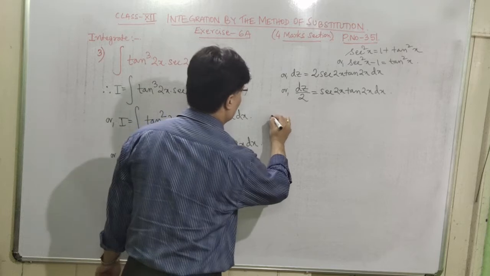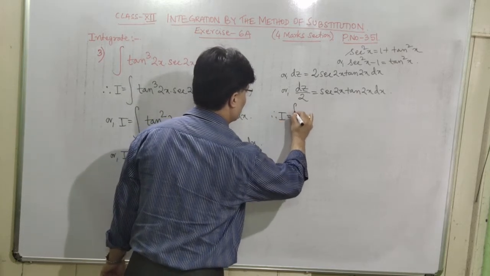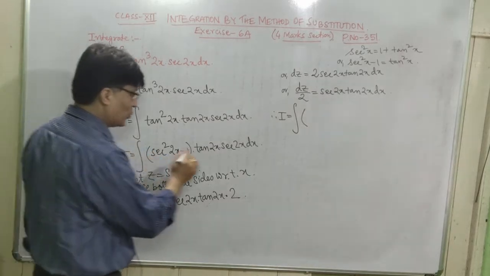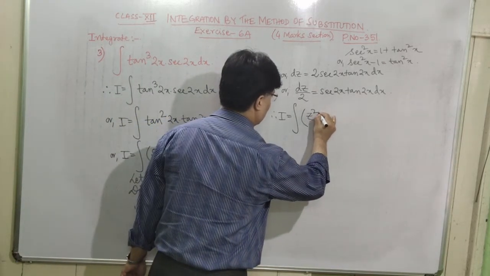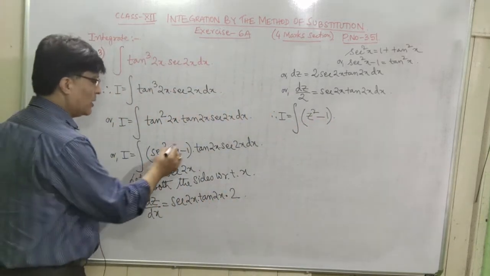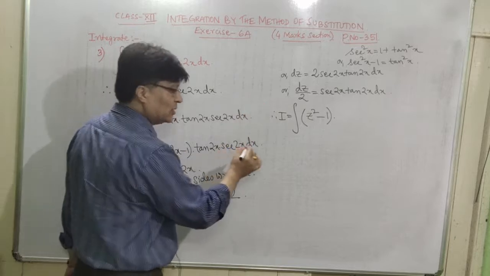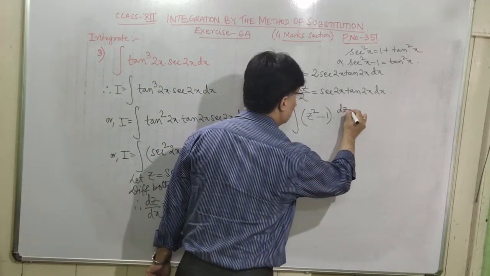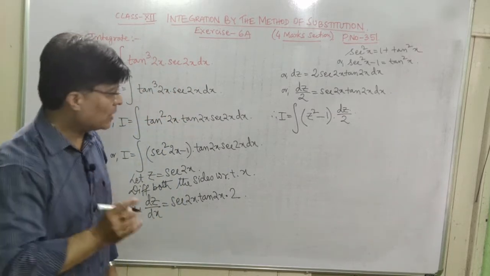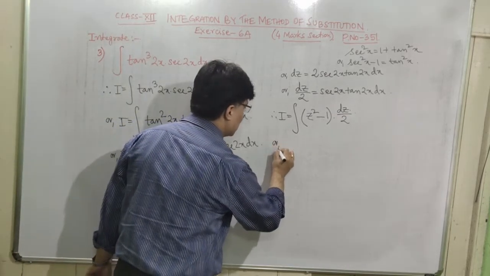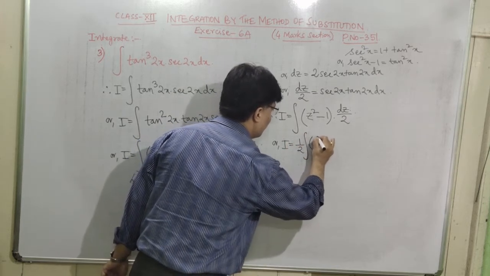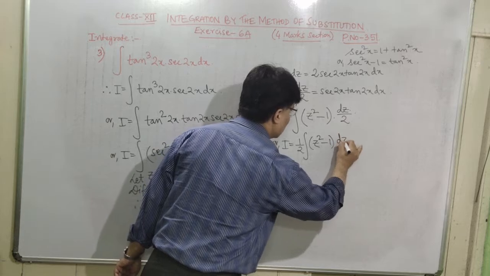So therefore what is I now? So I is equal to integral within bracket. What is sec square 2x? It is z square. So this is z square minus 1 into, now what is tan 2x sec 2x dx? It is dz upon 2. Is that clear? Now the constant term we can take it outside, or I is equal to half integration of z square minus 1 into dz.